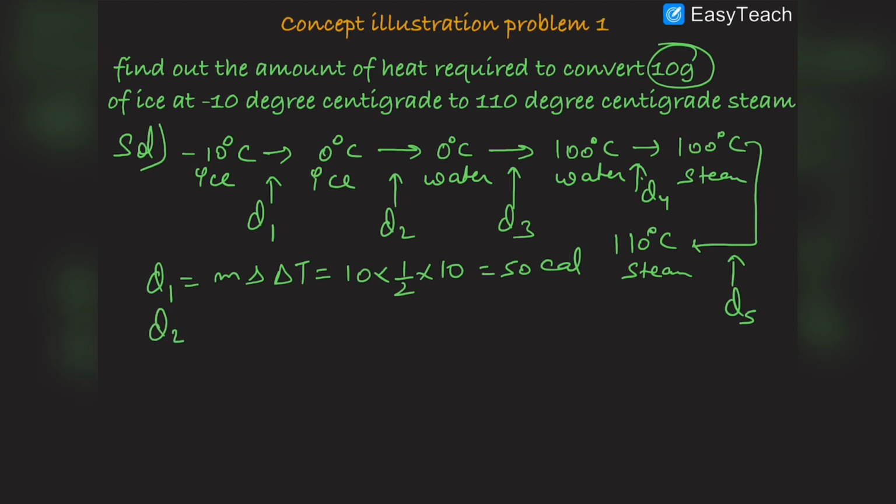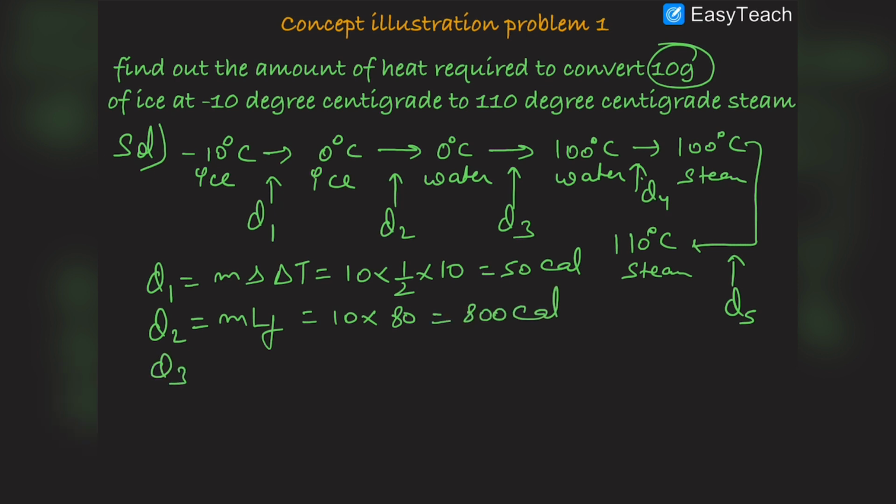And Q2 is the heat required in this conversion. So you can see in this conversion the phase is converting from solid to liquid, so the heat involved would be m into latent heat of fusion, and mass is 10 grams and latent heat of fusion is 80, so it would be 800 calorie.